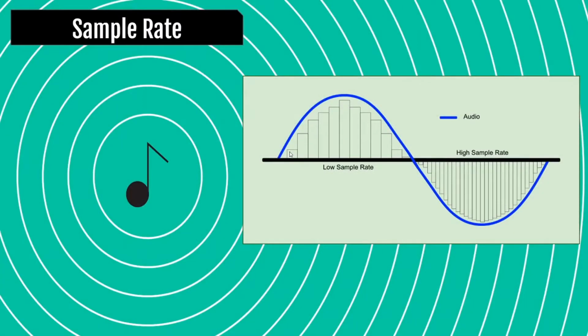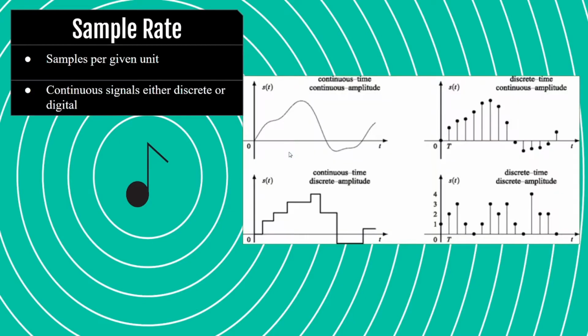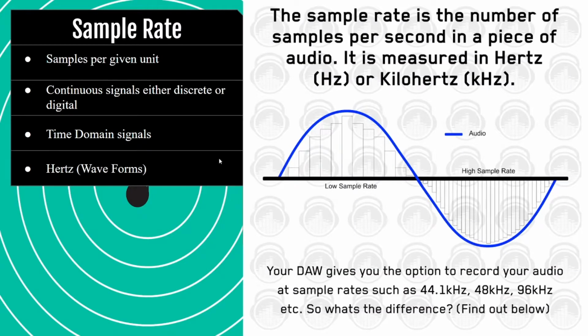Sample rate, or sampling frequency, is the amount of samples per given unit. This can be recorded per second or another arbitrary measurement. They are taken from a continuous signal, either discrete or digital. These signals are commonly referred to as time-domain signals due to the fact that they are measured continuously at stable intervals of time. They are commonly measured utilizing waveforms in the form of hertz or cycles per second.